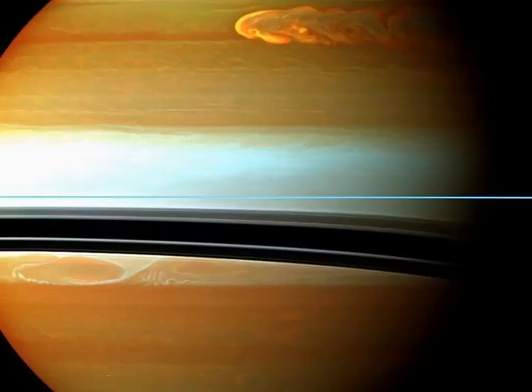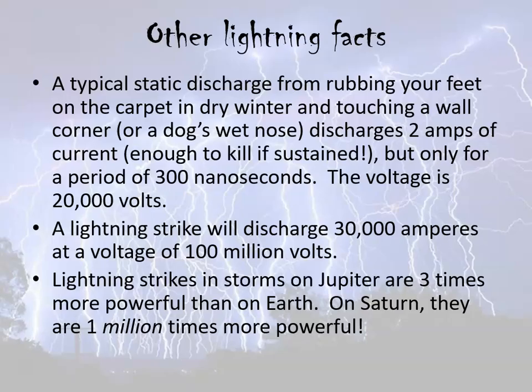So here's a picture of Saturn. I should mention that lightning strikes in storms, even in the atmosphere of Jupiter, are about 3 times more powerful than they are on Earth. But in Saturn, they can be like 1,000,000 times more powerful because Saturn's atmosphere has less water vapor, and with less water vapor, that means that more and more charge can accumulate before it ends up discharging through the static electricity of lightning.